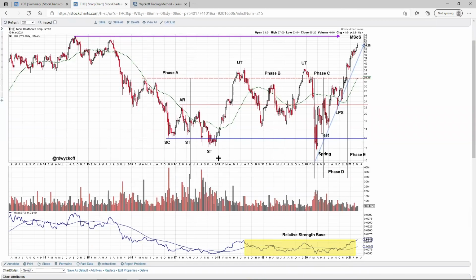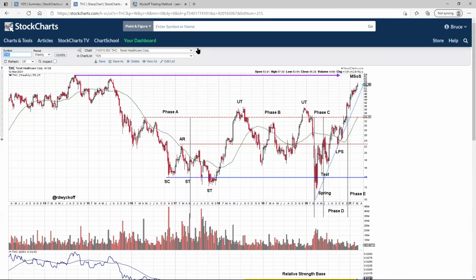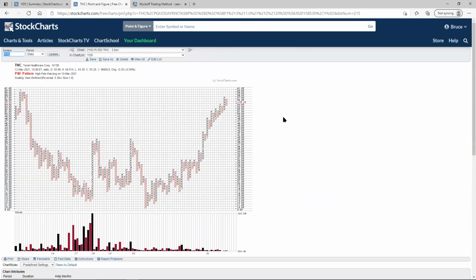Look at the beautiful relative strength base. Now relative strength's in an uptrend, very important. Shows that the stock Tenet is outperforming. Here is the point and figure. This little count here counts to 103. This count from here over to here counts up to 217, 232. That's 69 columns. So have a look at that if you have a chance.